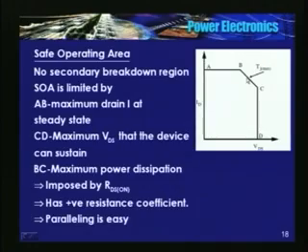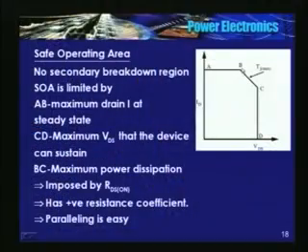I told you that when the MOSFET is in the ohmic region or the linear region, it can be represented by a resistor, the slope of the characteristics. So ID squared into RDS on is the on-state power loss. So BC, this region, is imposed by RDS on.